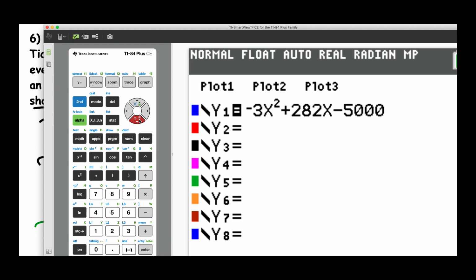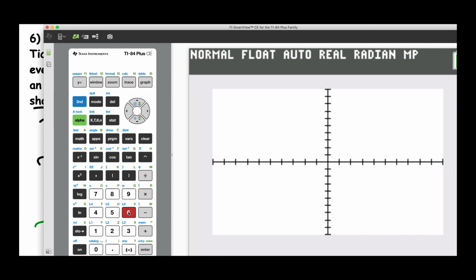All right, before I hit graph, well, let's hit zoom standard. We probably won't be able to see much because we only go out to 10. And remember, we're not running the tour without 40 people on the bus, so that's not going to show up. Let's go to window.